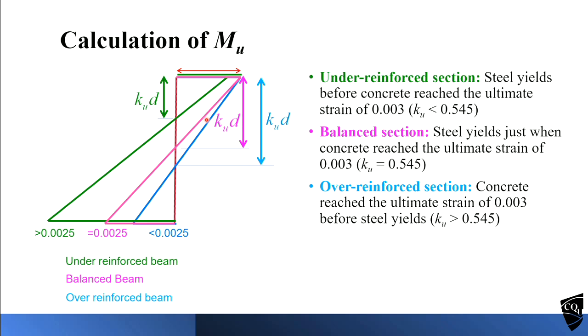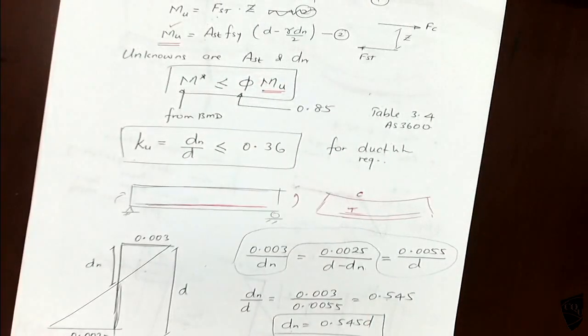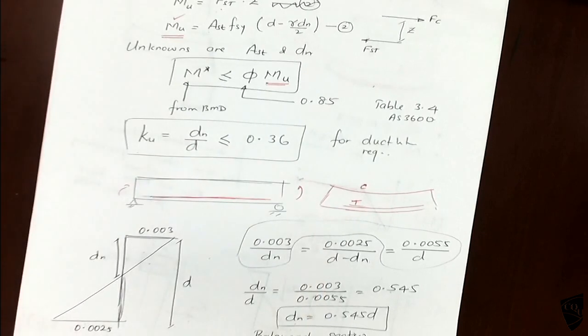But remember, this is for an under-reinforced section. The standard already says you should have less than 0.36. That is for ductility. So the over-reinforced section limit is 0.545. The ductility limit is 0.36. So if you satisfy 0.36, it is already under-reinforced, because anything below 0.545 is under-reinforced. So if you satisfy this one, it also satisfies the under-reinforced condition.